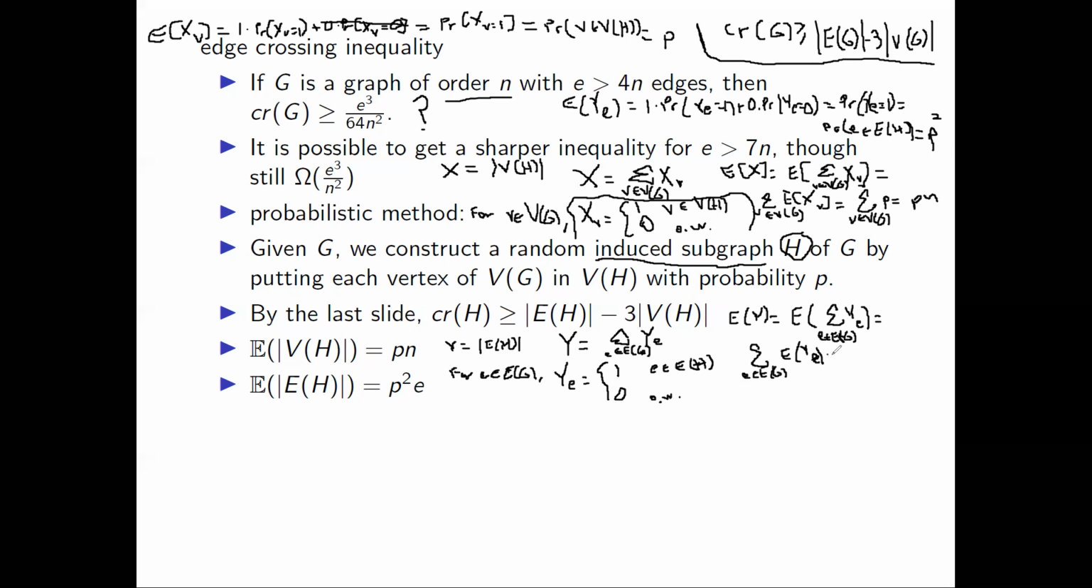So we can write this sum as just the sum over all E in the edge set of G of the constant P squared. And the number of elements in that sum is the size of our edge set. We said that there was E edges, so we get P squared times the number of edges, which is P squared E. And so that's how we got this quantity for this bullet, P squared E, for the expectation of the size of the edge set of this random subgraph.